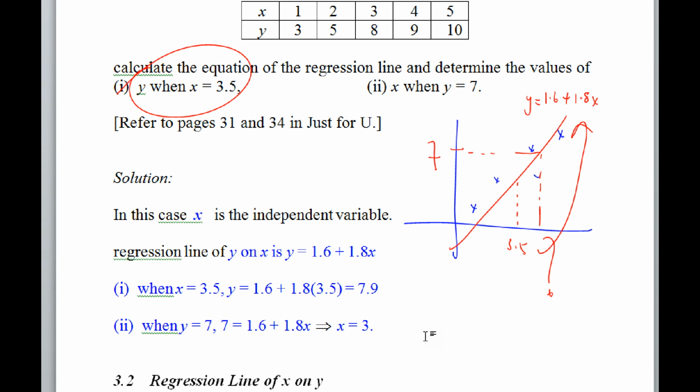Now, there are cases where we will do a regression line of x on y. Okay? Which we're going to find out when do we do that, x on y. That means sometimes you do y on x, but sometimes you do x on y. Why?